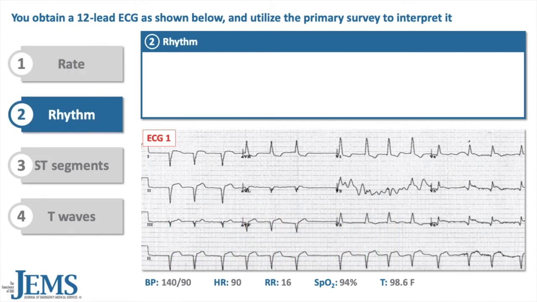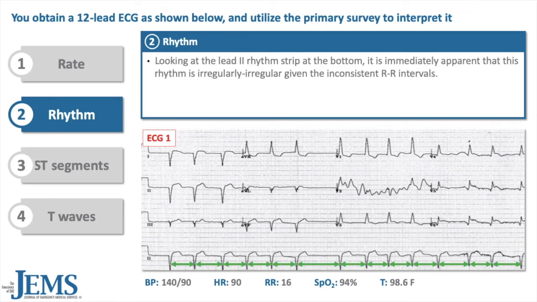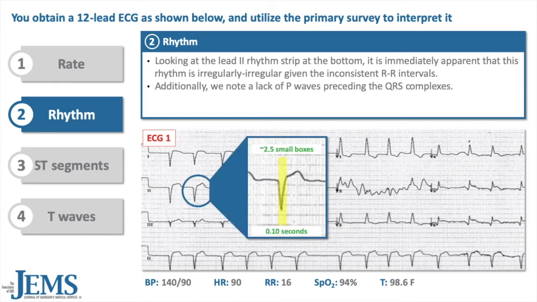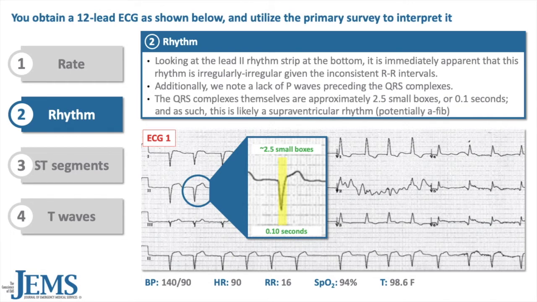Looking at the R to R intervals, we can tell that this rhythm is irregularly irregular. There are also no visible P waves preceding the QRS complexes. The complexes themselves are approximately 2.5 small boxes wide, or 0.10 seconds, and as that is less than or equal to 3 small boxes, 0.12 seconds, we will call them narrow. With an irregularly irregular rhythm, narrow QRS, and no discernible P waves, there's a good chance we are looking at a supraventricular rhythm, such as atrial fibrillation.